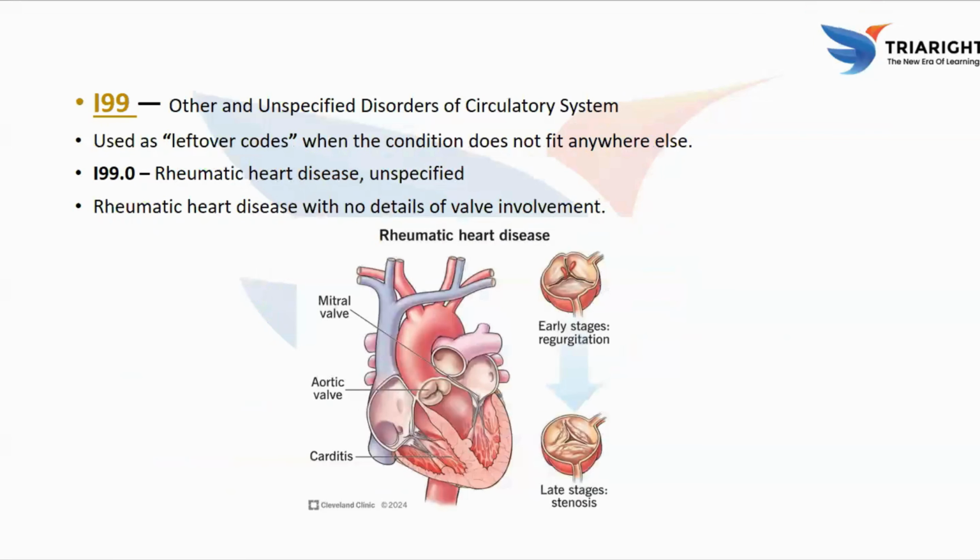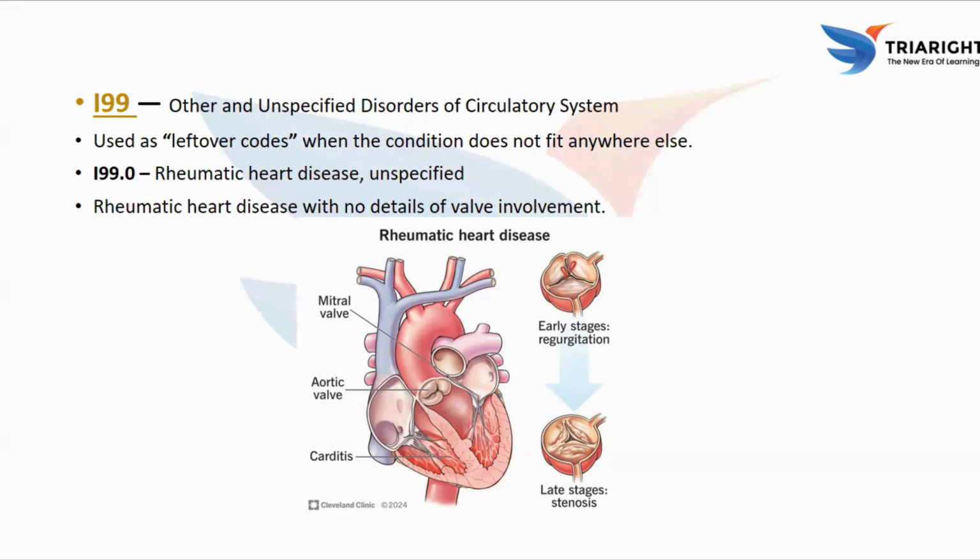So next, coming to I99. What does it describe? Other and unspecified disorders of the circulatory system. It is used as a leftover or catch-all code. You have to use it when the circulatory condition does not fit into any other category from I00 to I98, and the doctor has not provided enough details to code more specifically. In that case, you have to code I99. So it's a circulatory problem but not enough info to classify it properly.